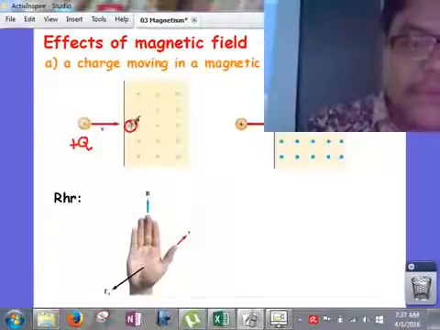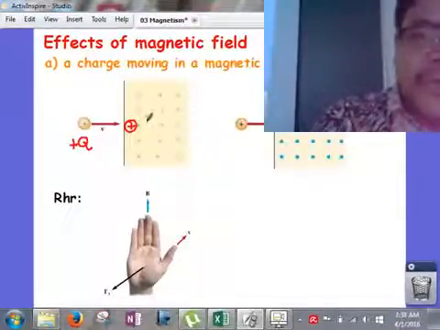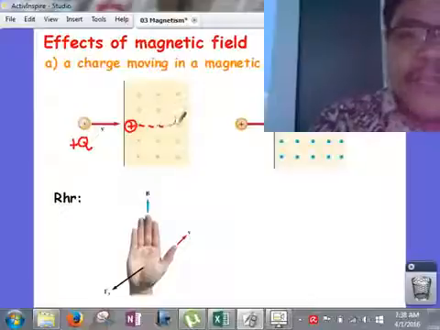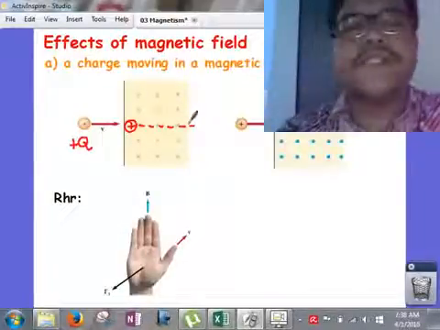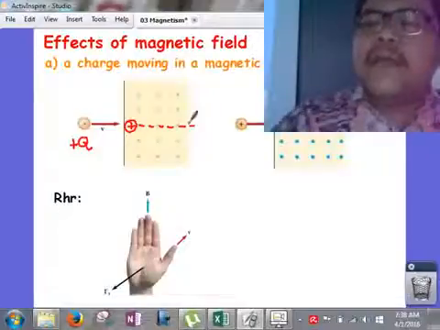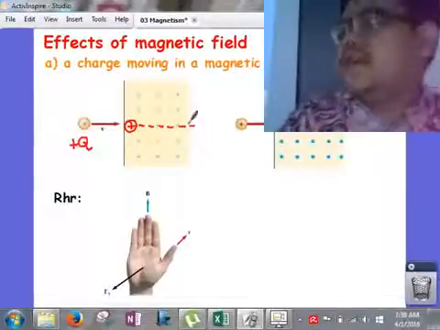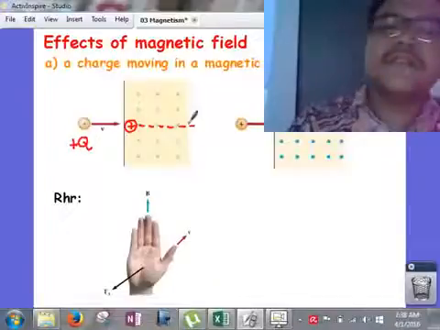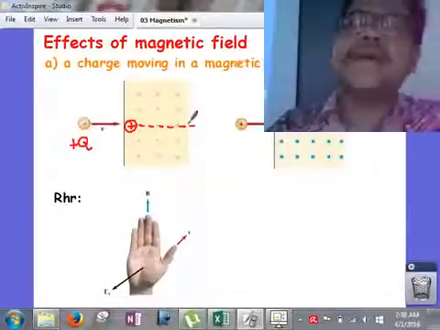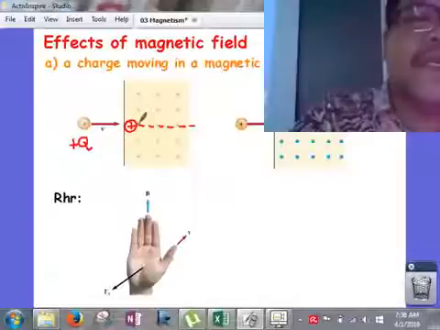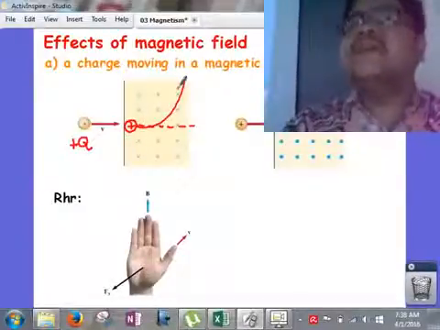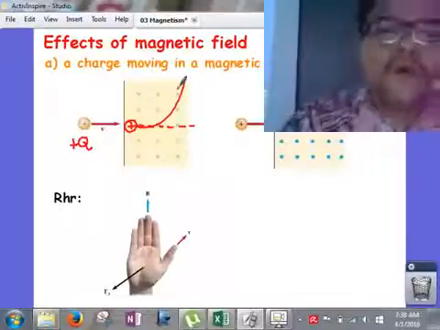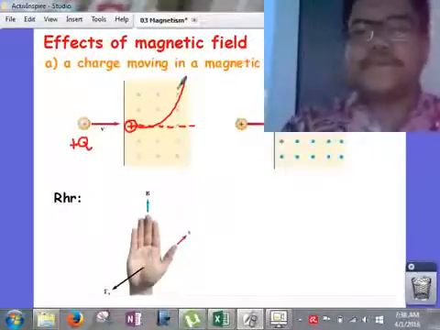These charges should be moving in a straight line to the right. Yes. Is it? Of course. But in fact, in the laboratory, this charge is not moving in a straight line, but it is moving like this, upward. Yeah, it is deflected upward. Why is this happening?